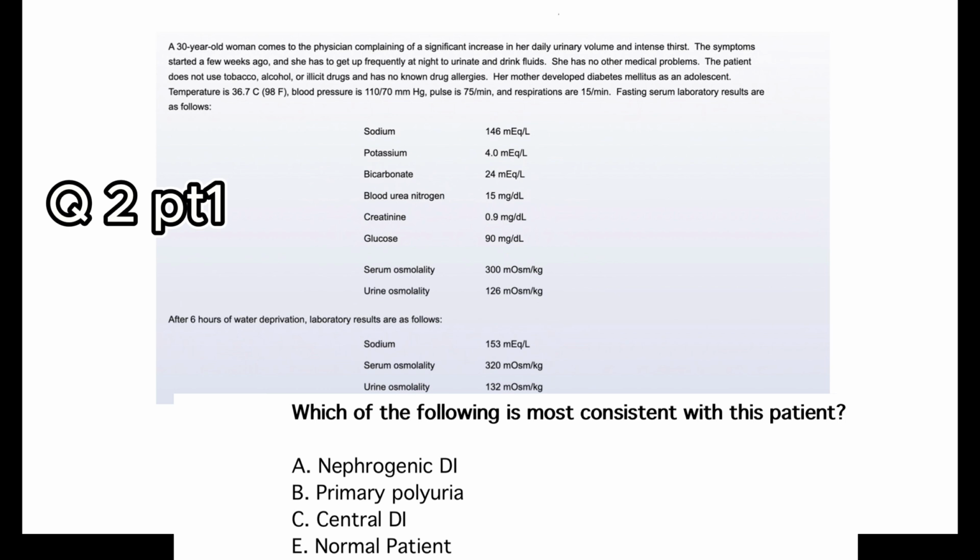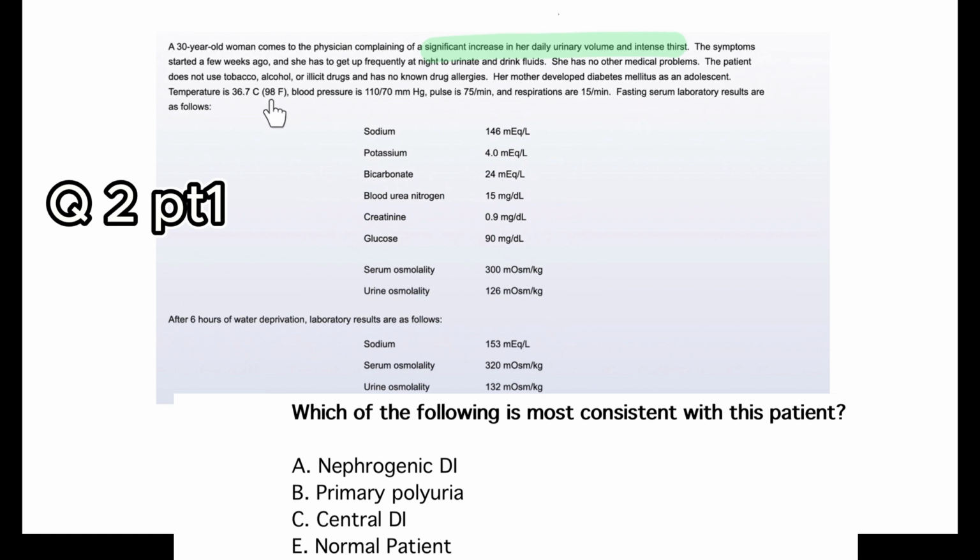So let's get started. A 30-year-old woman comes to the physician complaining of significant increase in her daily urine volume and intense thirst. What are your 3 differential diagnoses? Write it down. The symptoms started a few weeks ago. She has to get up frequently at night to urinate and drink fluids. She has no other medical problems. The patient does not use tobacco, alcohol, or illicit drugs and has no known allergies. Her mother developed diabetes mellitus as an adolescent.